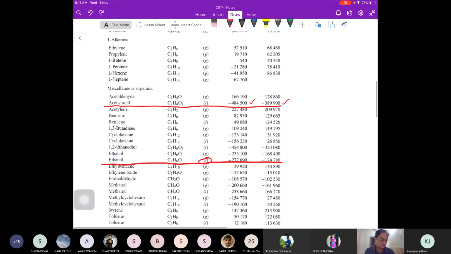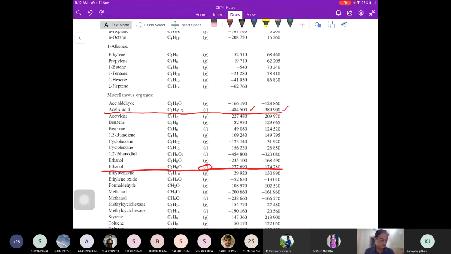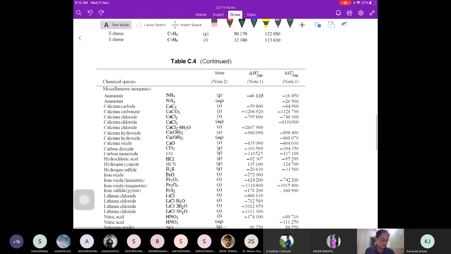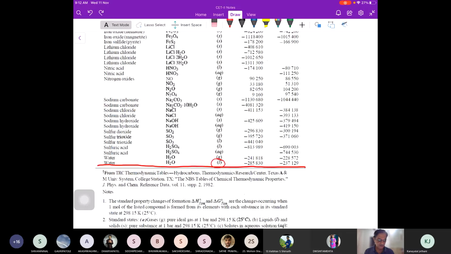And for ethanol, again we will take liquid phase. So we take ethanol in liquid phase because the reaction is happening in liquid phase. So heat of formation is minus 277,690, and free energy of formation is minus 174,780. So you have all these things, and then we need for water also. For water again you take for liquid phase minus 285,830 for heat of formation and minus 237,129 for free energy of formation. So you can find out heat of reaction and free energy of reaction.